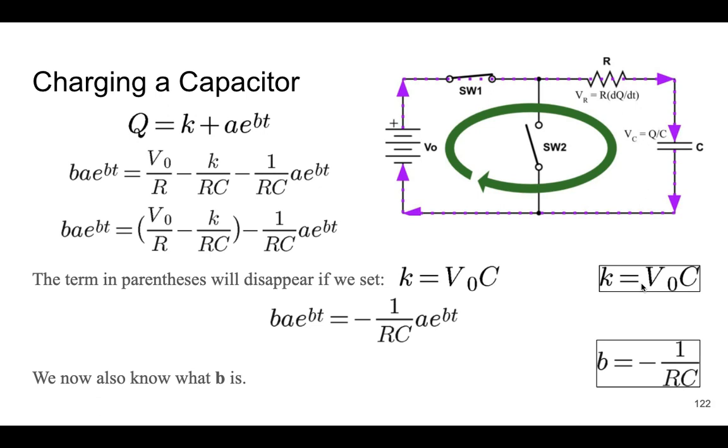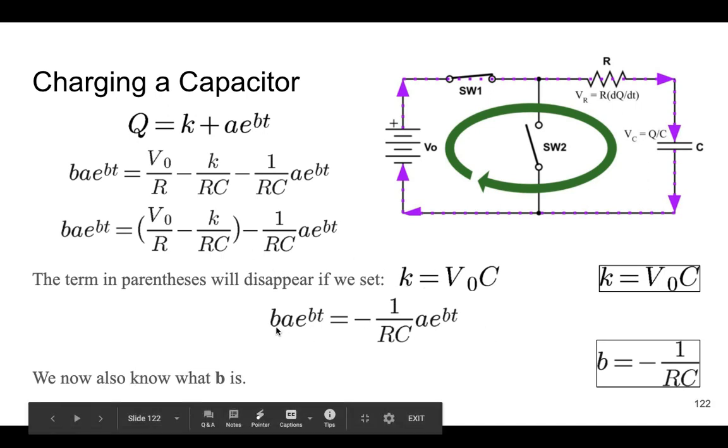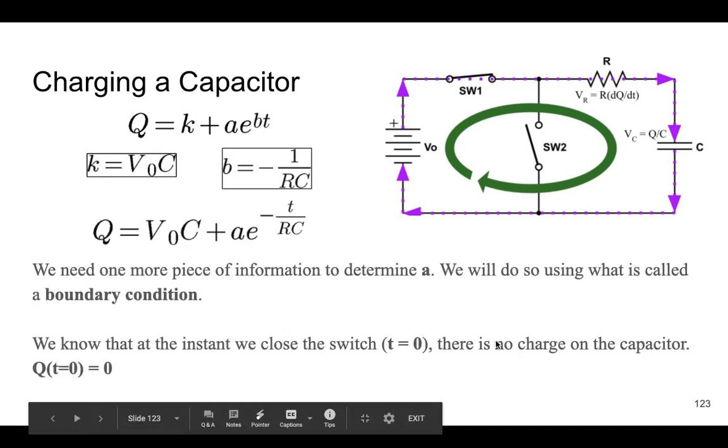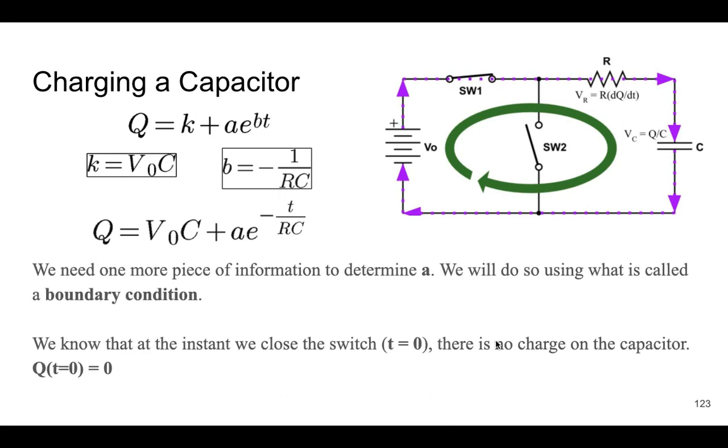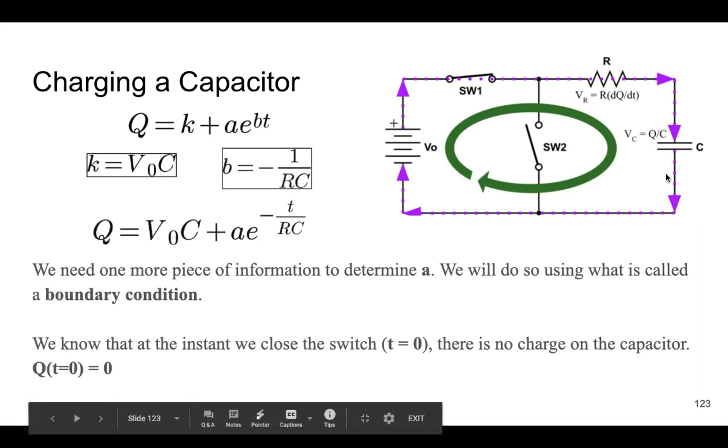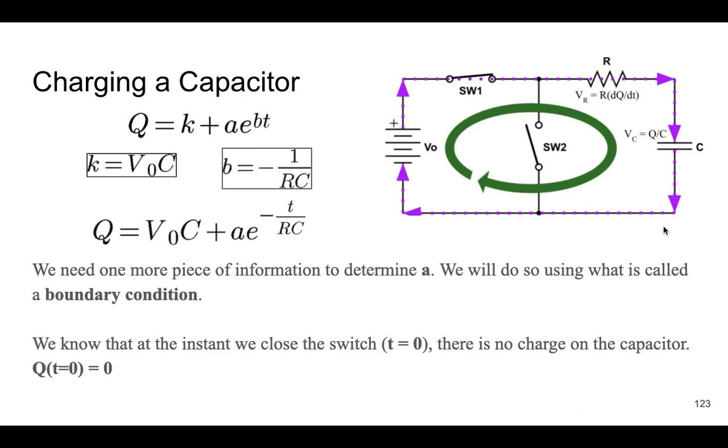Once you know what k is equal to, where did that leave us? Okay, we figured out what k is equal to. You've got this, you can now figure out what b is equal to. And then you have to go back and figure out what a is equal to. So you do that using what is called a boundary condition. You know that at time t equals 0, there is no charge in the capacitor. The instant you close this switch, charge hasn't had time to move yet, so there's no charge in the capacitor.